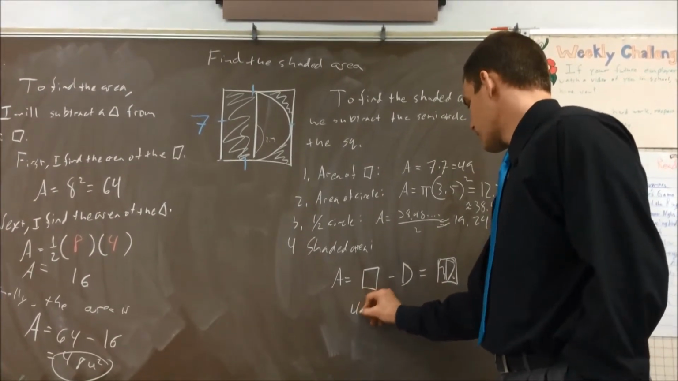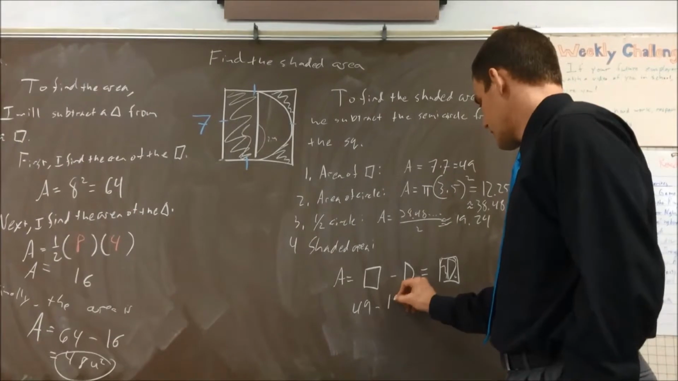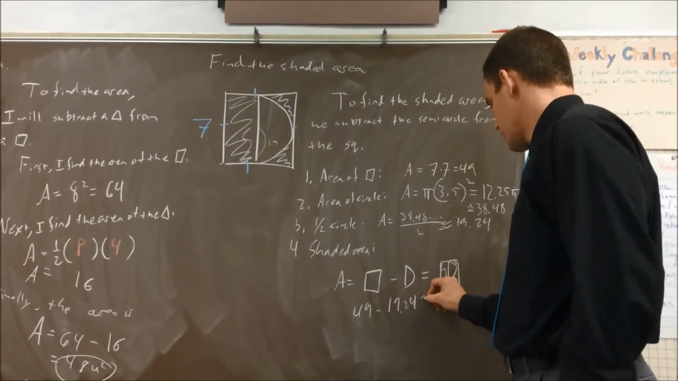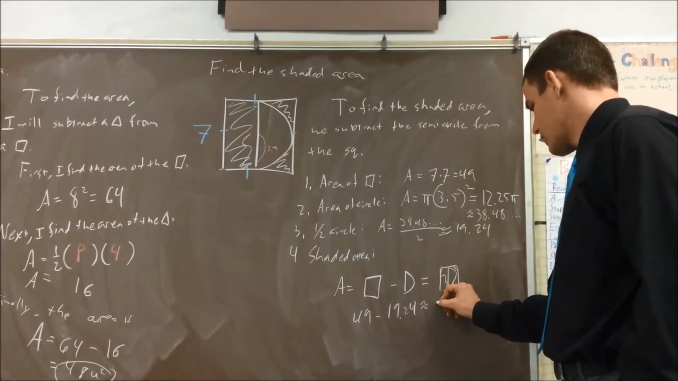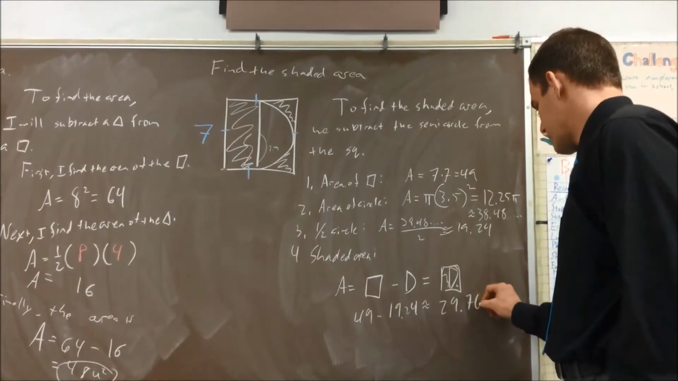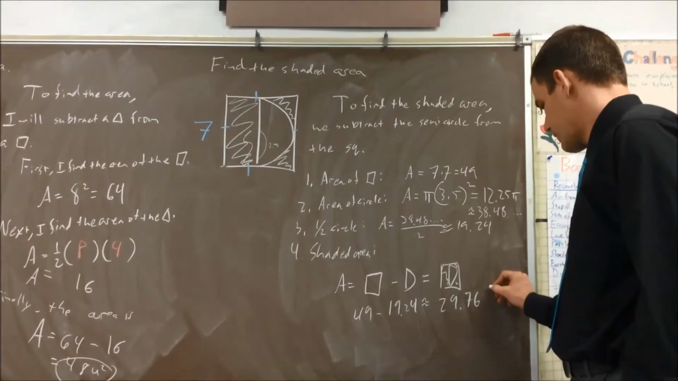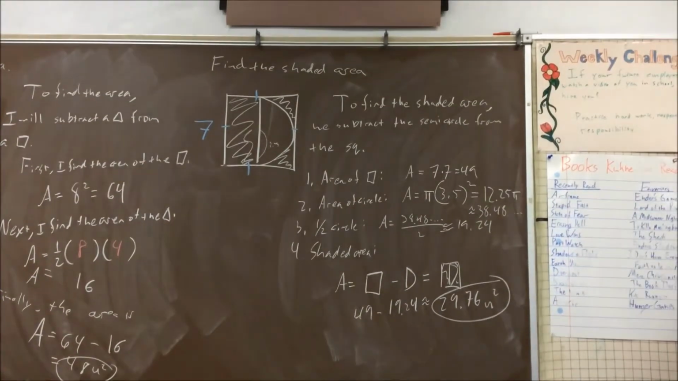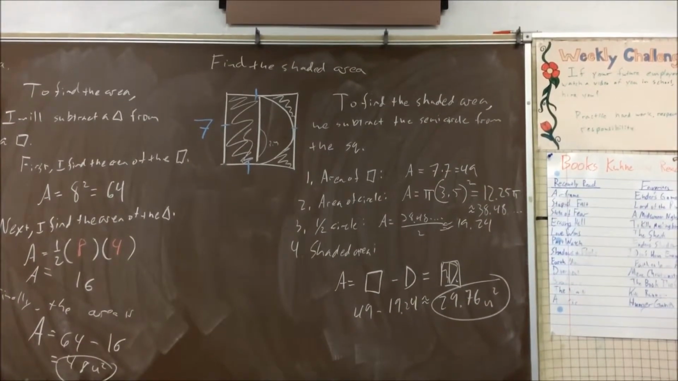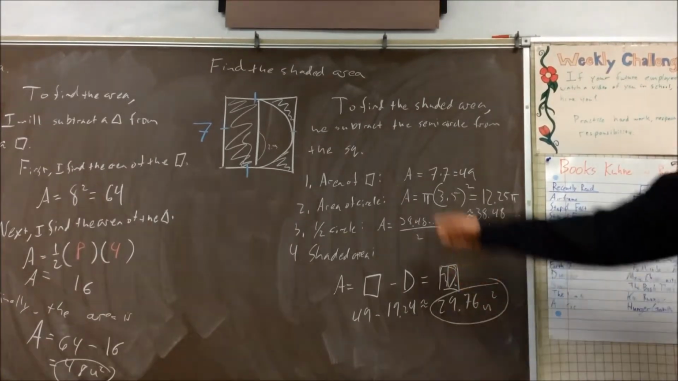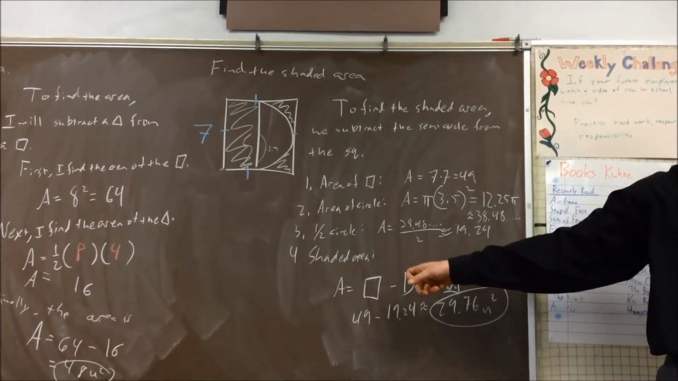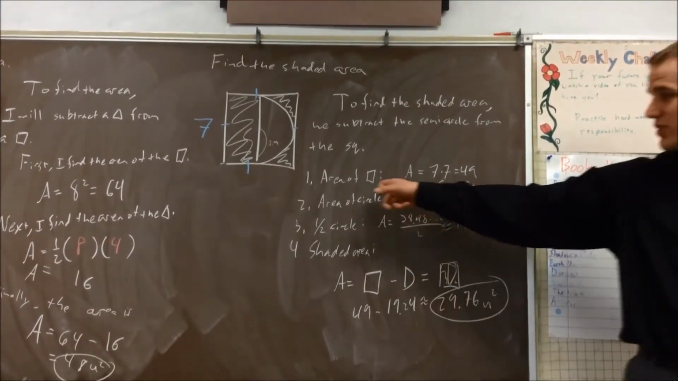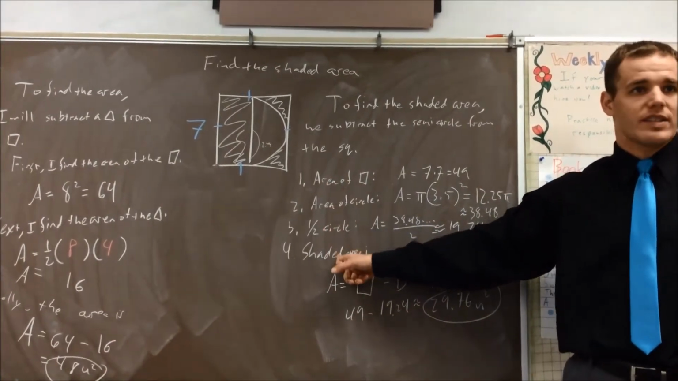So we take 49 minus 19.24, gives us approximately 29.76 square units. How many people like this way better? The kind of 1, 2, 3, 4, etc. But do you see how we still kind of told them what we're doing along the side here?